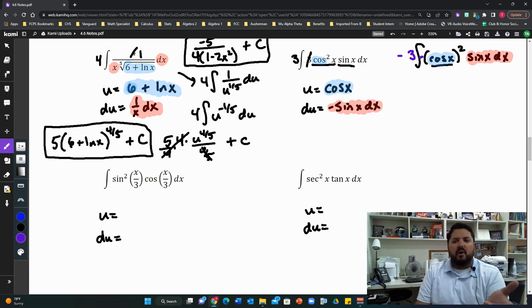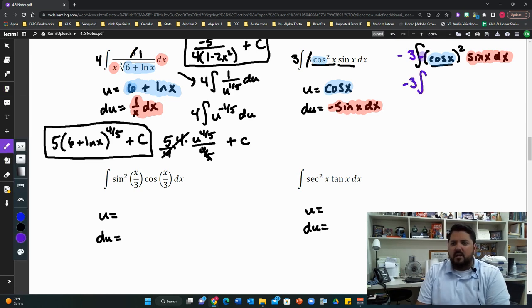Because now if I were to bring all of this stuff back in, it takes me right back to where I started with a positive 3 coefficient. So because of that, now I have everything that I need. Now I have my negative inside. So now I can rewrite.